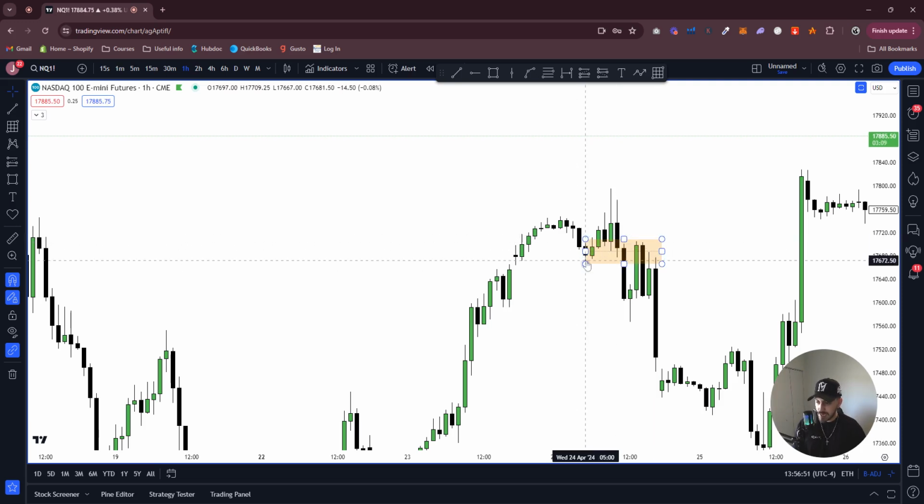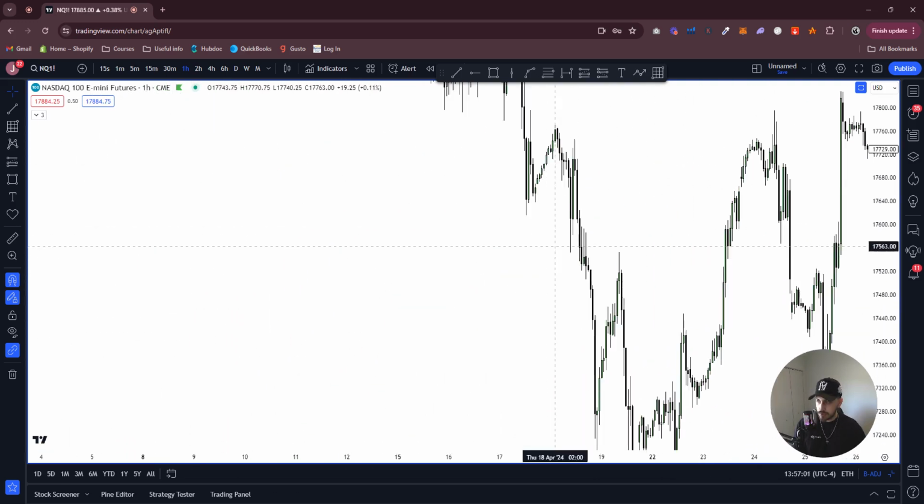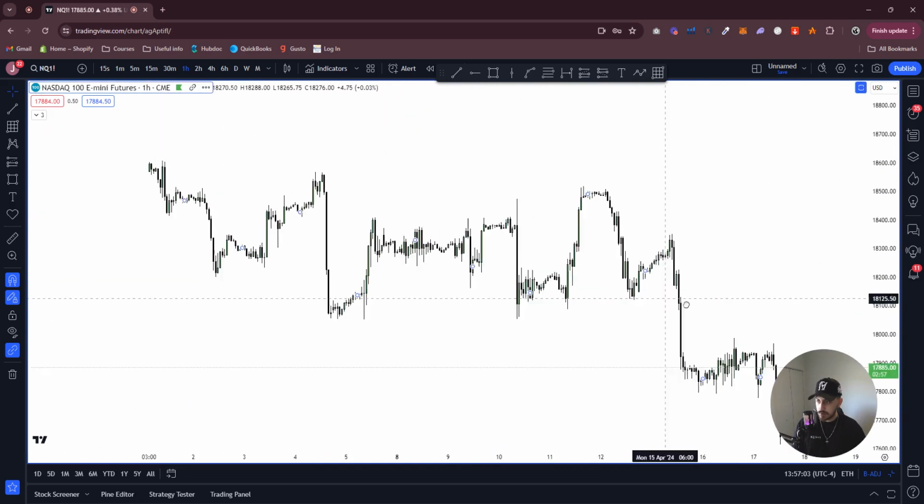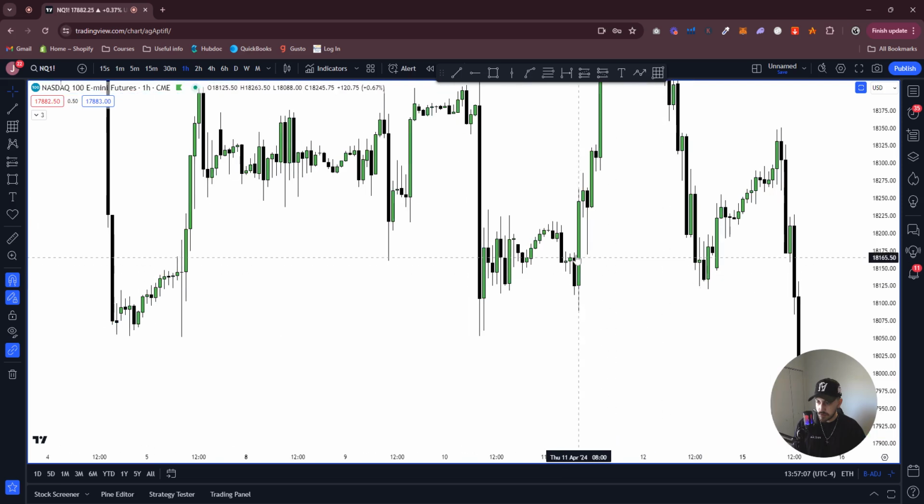So breaker block, last down close candle that makes the high. You drag it out. As you guys can see here, price is respecting it, and then we go lower, okay? Another breaker block example would be, let's see if we could find another one around here. This is honestly a good one right here.